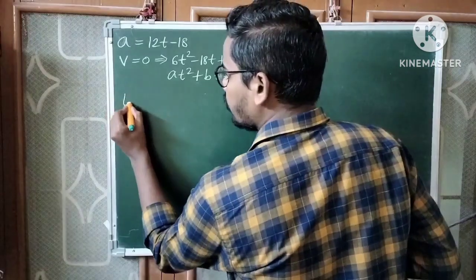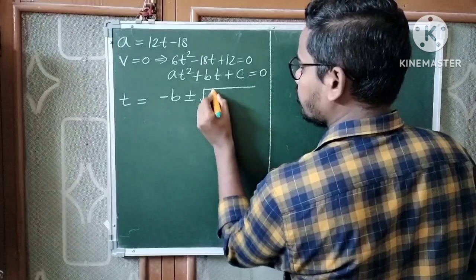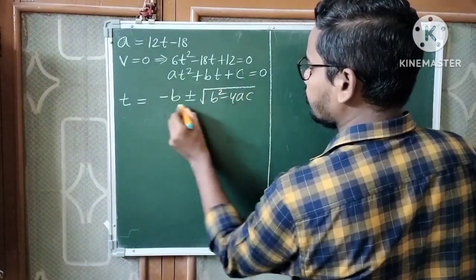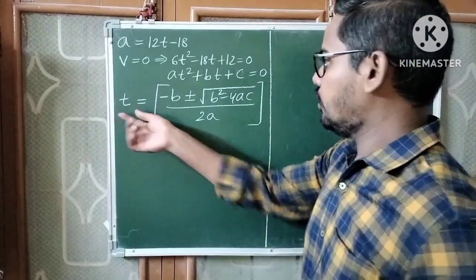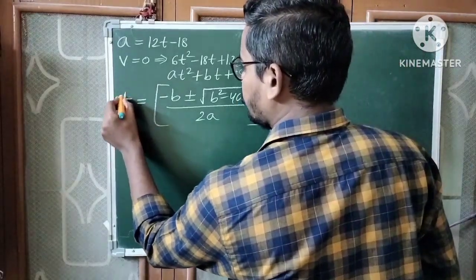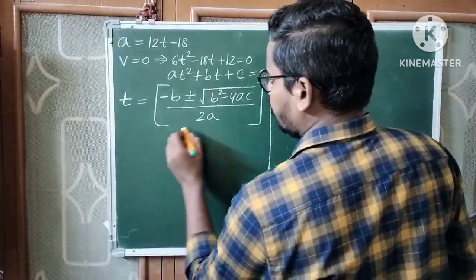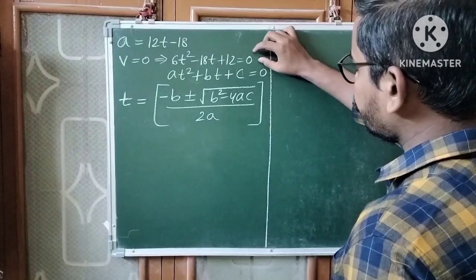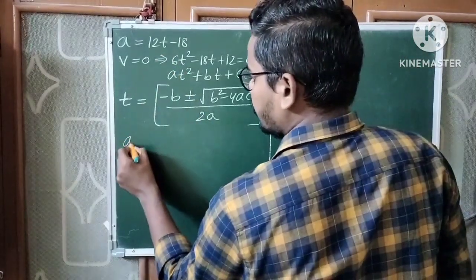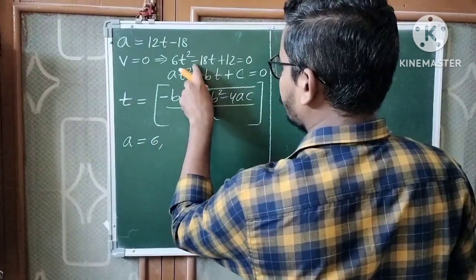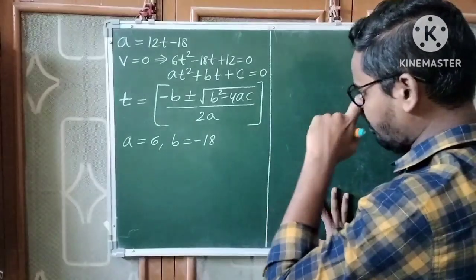So what is the solution of a quadratic equation? t = (-b ± √(b² - 4ac)) / 2a. This is the Sridharacharya formula to find the solution, or roots, of a quadratic equation. Here t is our solution or variable. Okay. Now compare this quadratic equation with the standard form. Now a is equal to what? a is equal to 6. Here b is equal to -18 and c is equal to 12.